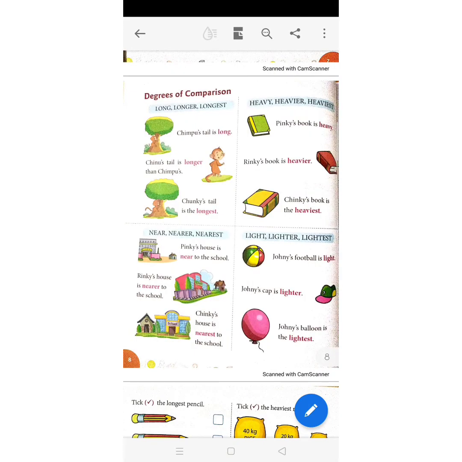Degrees of comparison. Degrees of comparison are used when we compare persons or things with others. Let's see the examples here. Long, longer, longest. Chimpu's tail is long, whereas Chinu's tail is longer than Chimpu's. Whereas Chunky's tail is the longest.